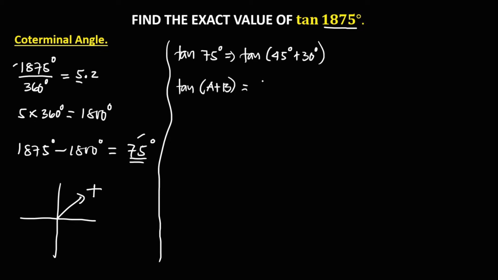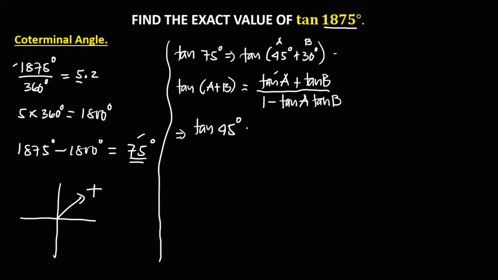plus B is equal to tangent A plus tangent B, over 1 minus tangent A times tangent B. From this equation, A is 45 degrees and B is 30 degrees. So substitute now the values. We have tangent 45 degrees plus tangent 30 degrees, over 1 minus tangent 45 degrees times tangent 30 degrees.